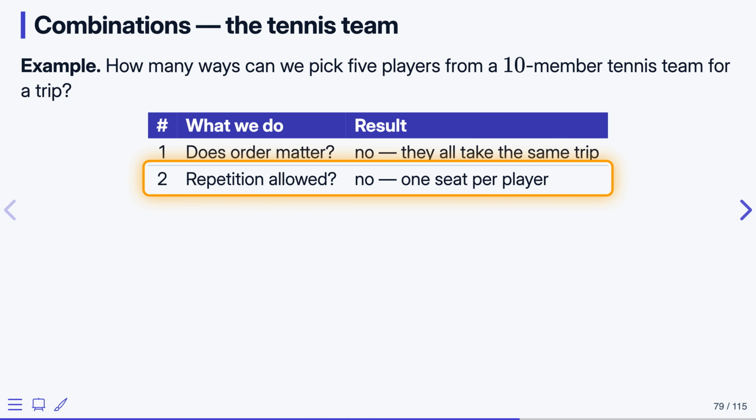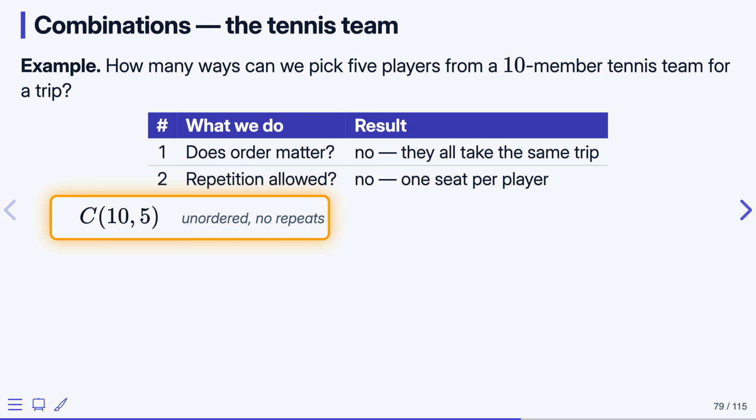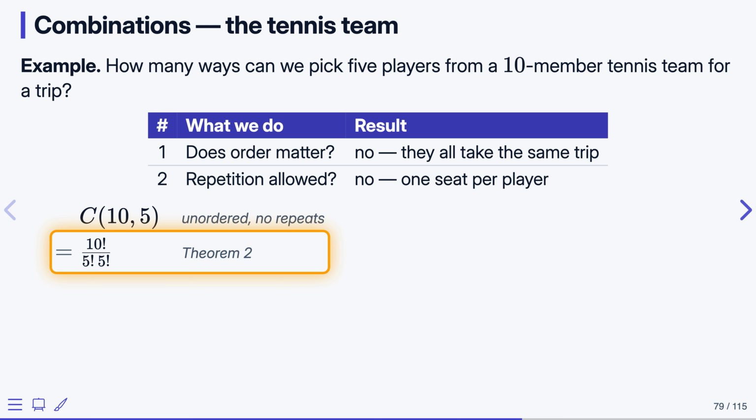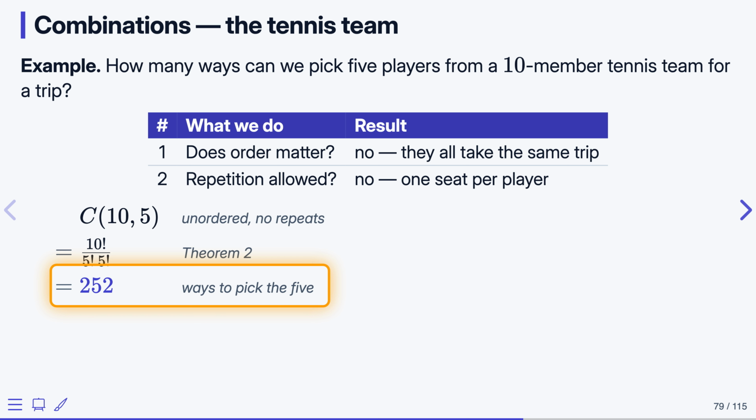Step 2. Ask about repetition. A player cannot be picked twice. So this is a combination. We want C(10, 5). By theorem 2, that is 10 factorial over 5 factorial times 5 factorial. That works out to 252 ways to pick the 5.